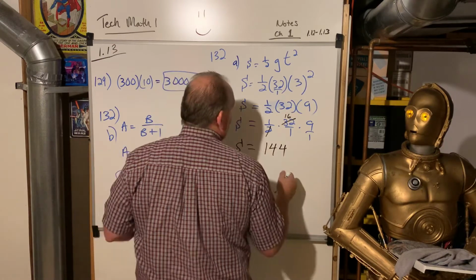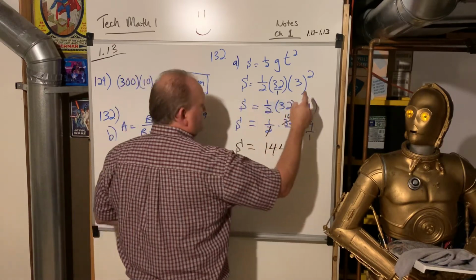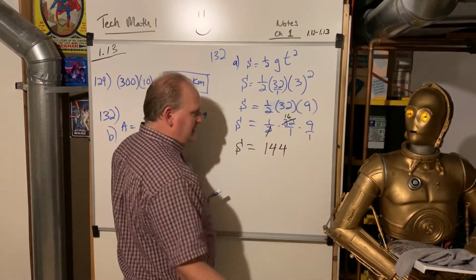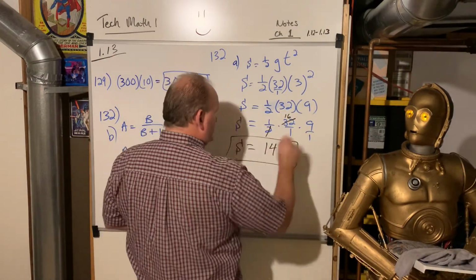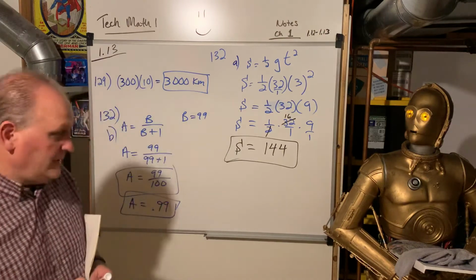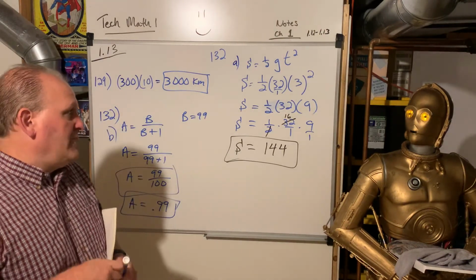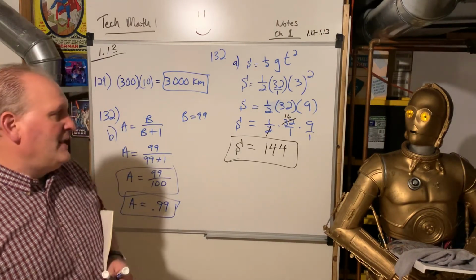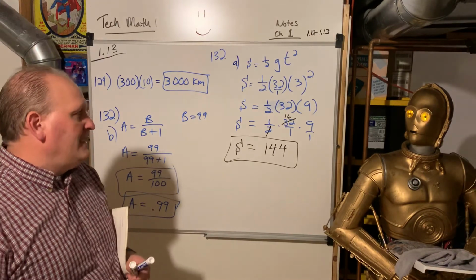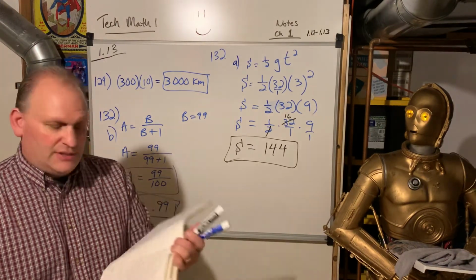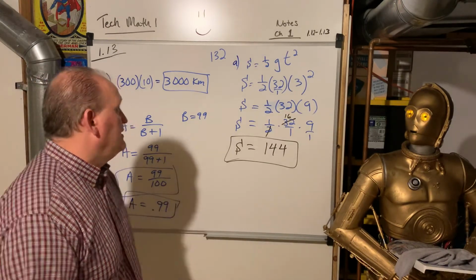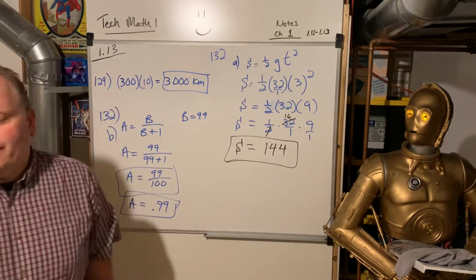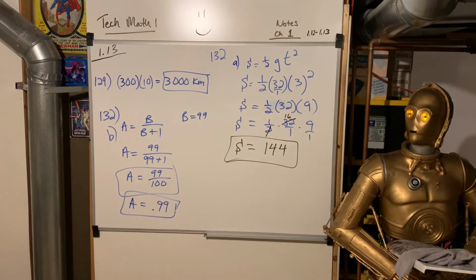Now, you could have also done 1 times 32 times 9 and got 288, and then divided that by 2 and got 144 that way. So it really doesn't matter where you divide the 2 into it. Multiply across the top and then divide by the bottom. But I ended up canceling, so you get to work with slightly smaller numbers by doing the canceling thing. All right, so that is chapter 1 in a nutshell.